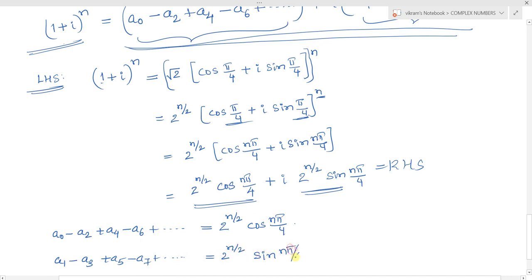This is what the question asks us to show, the required result. Simply substitute x equals 1 to get the required result. Whenever an expansion is given and we are getting alternating signs, try putting x equals iota, then we will get the required solution.